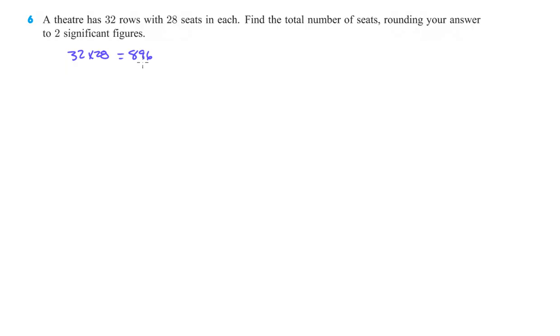First significant figure is 8. Second significant figure is 9. 6 tells the 9 to get bigger. So that turns into a 0. Add 1 to this, so we end up with 900 seats rounded to 2 significant figures.